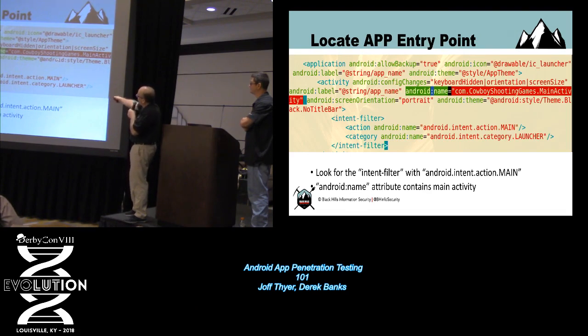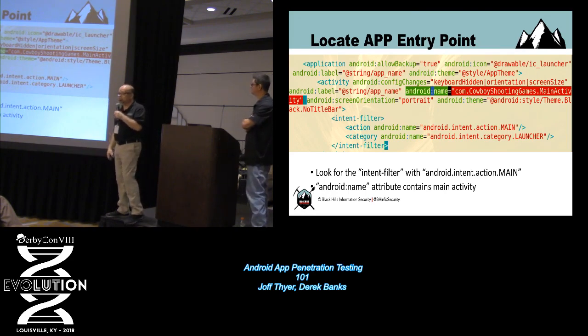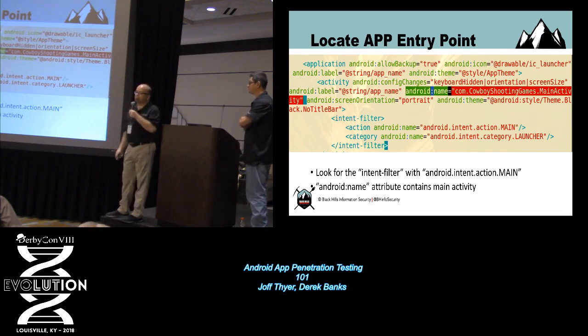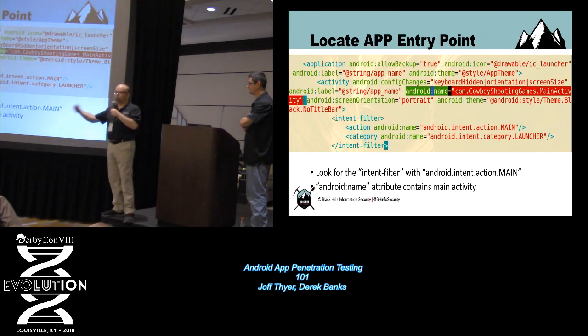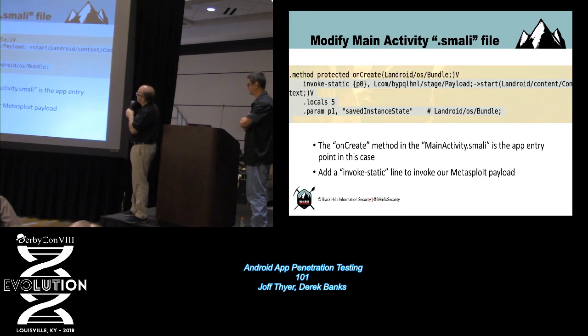All right. Now locating the app entry point, where you have to go into the manifest, and I used this particular app. It's called com.cowboyshootinggames. MainActivity is the main activity here. Went into the manifest file and located this line, which is the intent filter that contains android.intent.action.MAIN. MAIN is the key. That is the main application entry point. And this name field here is the activity that is launched as part of the app being launched the first time, right? That's the main entry point, all right?